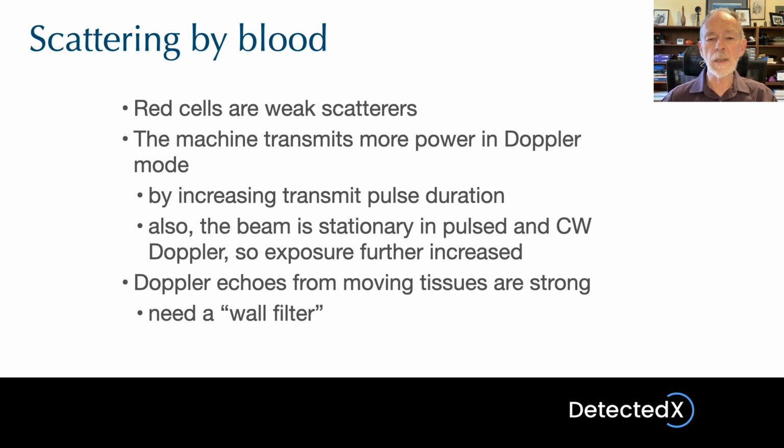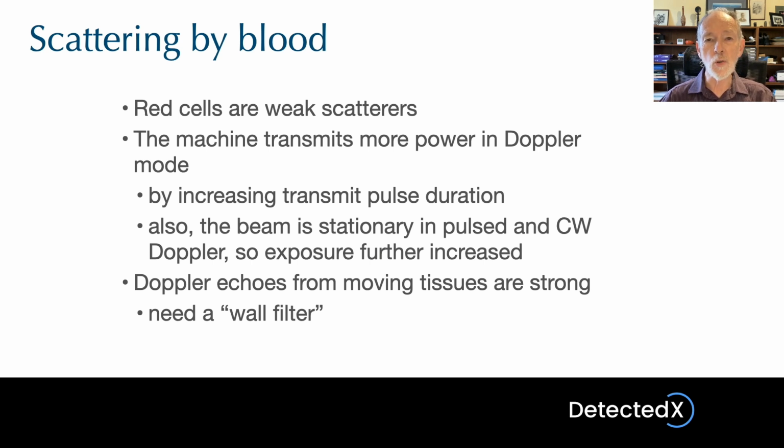The other thing to consider is that continuous wave Doppler and pulsed Doppler both require the ultrasound beam to remain stationary. It doesn't scan backwards and forwards through the tissues, creating 2D information. It is stationary, collecting Doppler from one point or along one line. And this means that all of the transmitted energy is concentrated in a small amount of tissue. And so the combination of these two factors means that exposure levels from Doppler are significantly higher than exposure levels due to grayscale imaging.